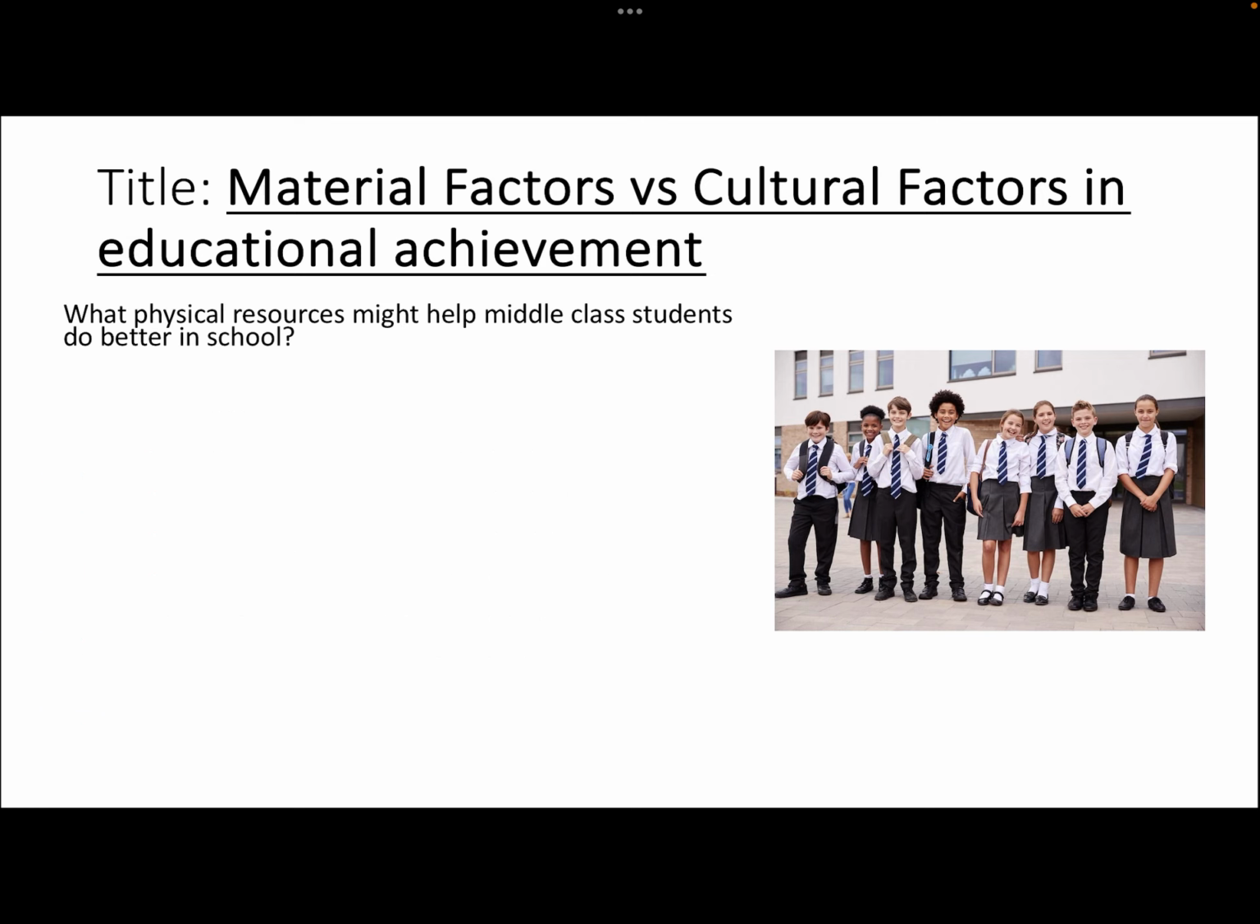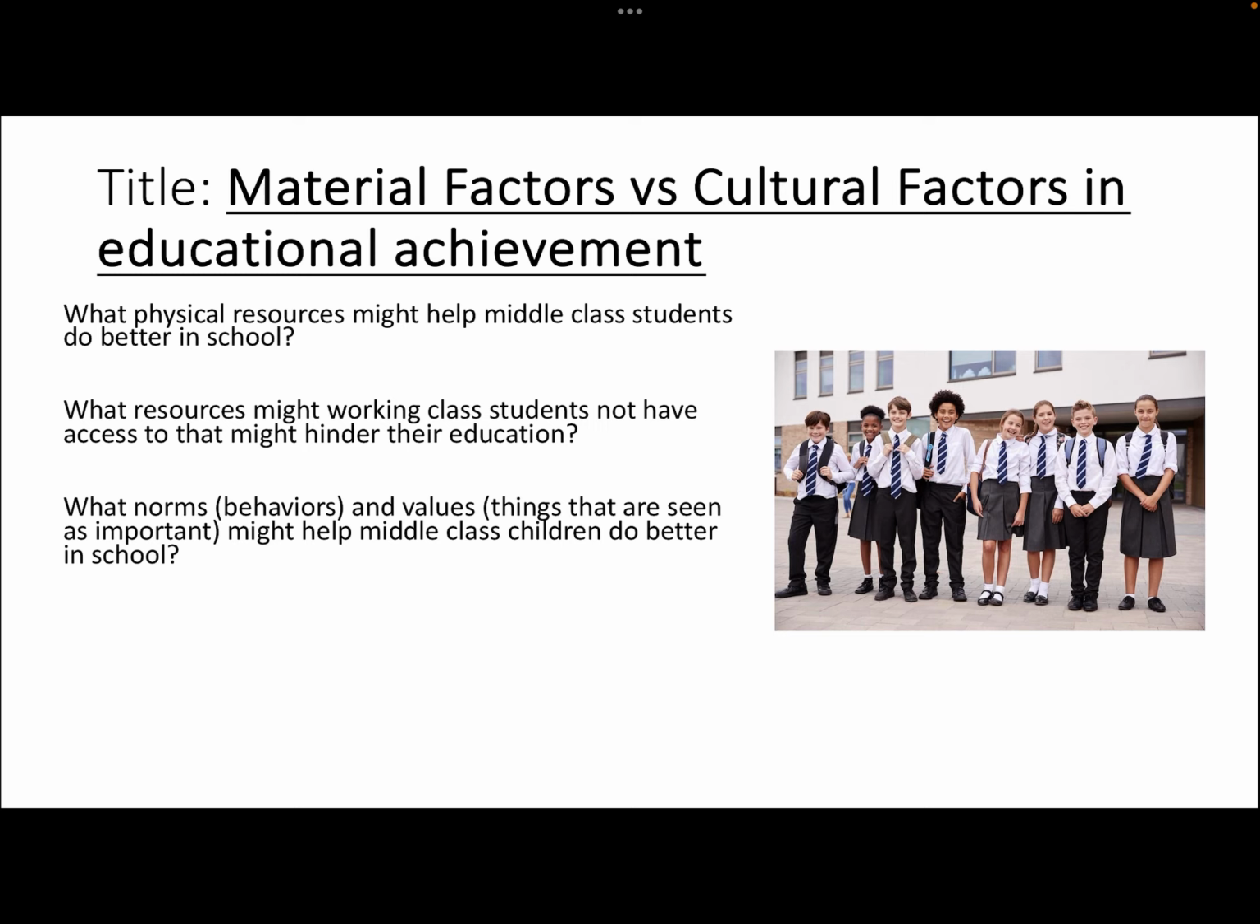So what I'd like you to do is just make some notes, using your own knowledge. What sort of physical resources might help middle class students do better at school? Again, I say physical resources, it's kind of things that you can buy with money. So what things might middle class students have that might help them do better? And what sorts of resources might working class students not have access to that might actually hinder their education in a particular way? So what things might the working class lack access to, which means that they do less well in school in terms of a physical resource that you need money to buy?